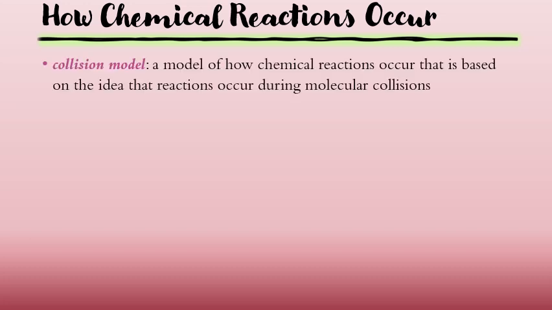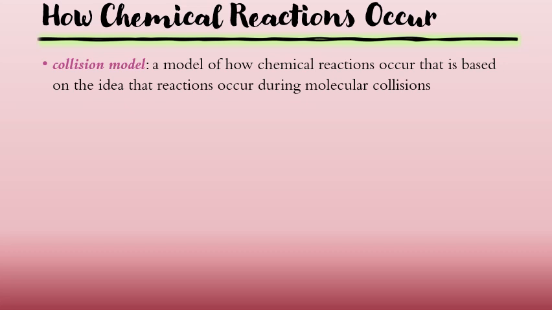So we have this idea in chemistry called the collision model. Okay, so this is a model of how chemical reactions occur that's based on the idea that reactions occur during molecular collisions. So what that means is if you have reactants, those particles of those reactants are moving around, and when they collide with each other, that is when we get products being produced. The products form when those reactant particles collide with one another.